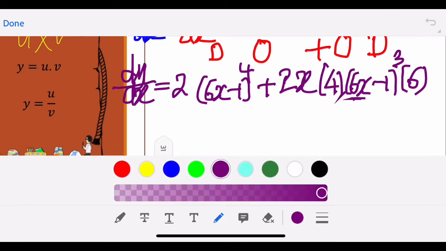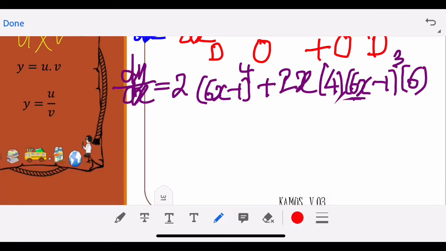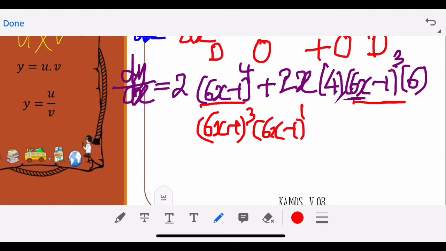Now let's clean up our algebra so that it looks beautiful. How to make it the simplest form: you look at the lowest power, which is power 3, right? So this one you have to make it (6x minus 1) to the power 1, times (6x minus 1) to the power 3. Same base, so you add 3 plus 1 is 4. But because you want to factorize, you have to have a common factor, right? So I need to have 2. Okay, 2 I can take out already, right?